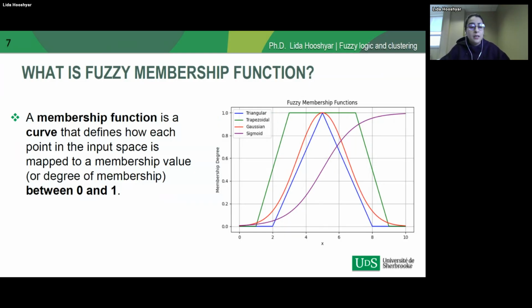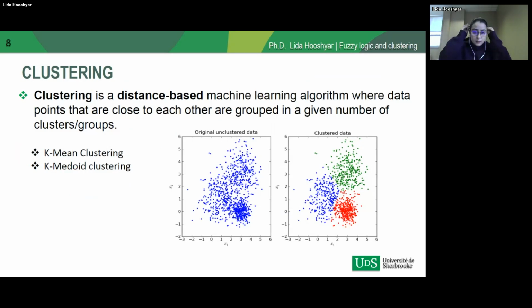These functions are curves that model the sample data to a value of membership degrees between 0 and 1. There are a variety of functions such as triangular, trapezoidal, sigmoid, Gaussian, or something like that, that model the data in a fuzzy set. Since the topic is related to clustering, I don't want to go into more detail, and I continue with the concept of clustering.